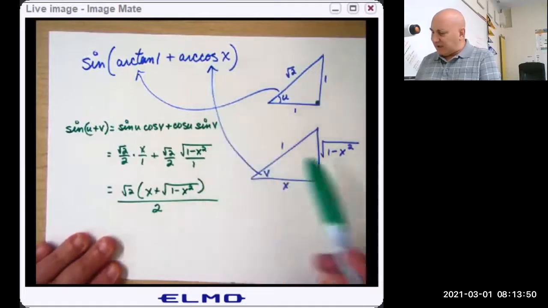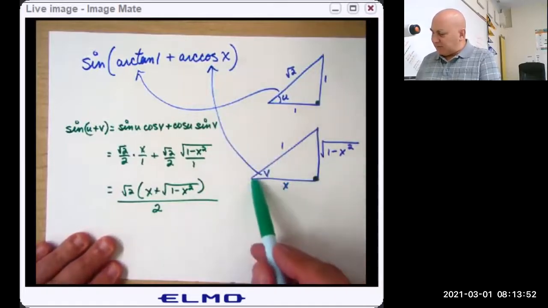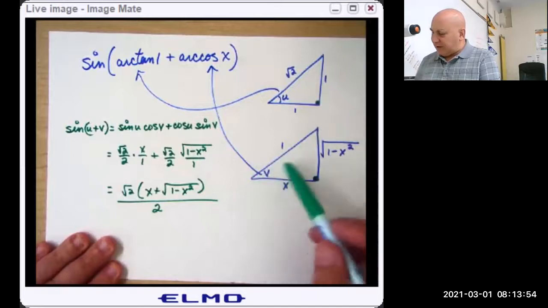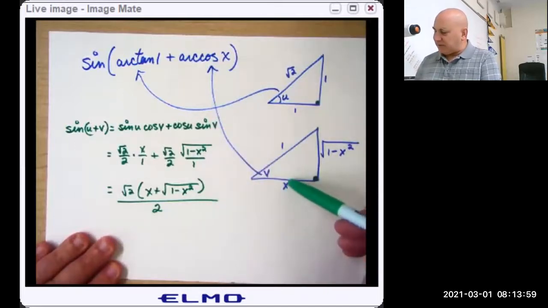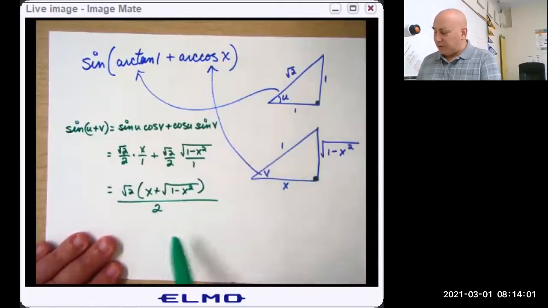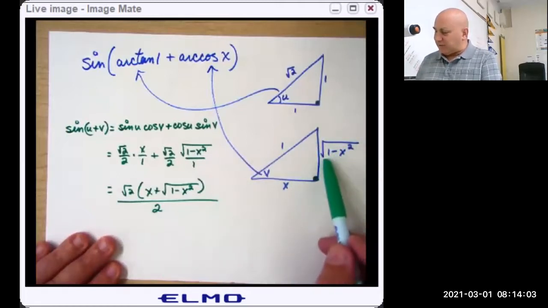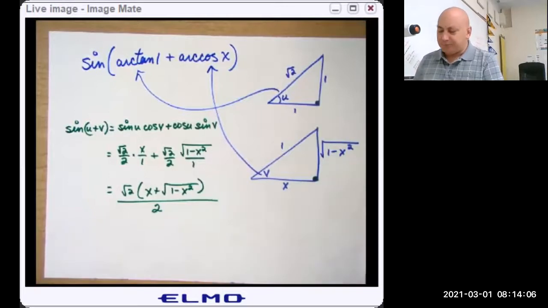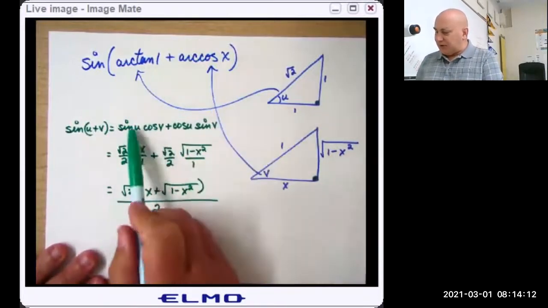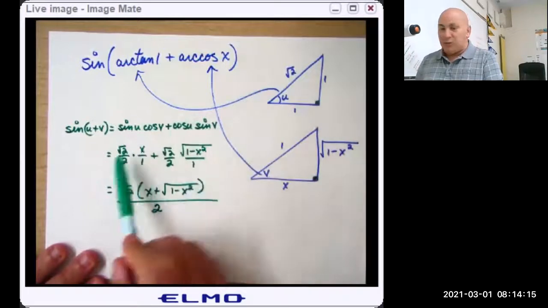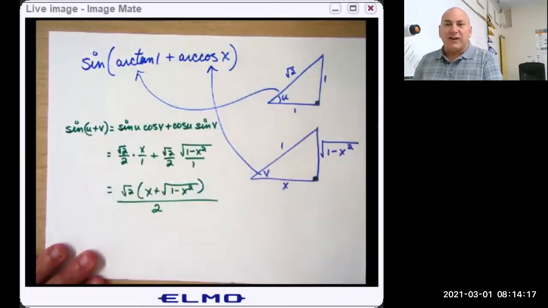Arccosine of X, well, cosine, if this is X and this is 1, angle V here has an arccosine of X over 1, or X, which would make this side over here the square root of 1 minus X squared. All right, so the sine of this angle plus this angle, sine of U is 1 over root 2, which is root 2 over 2. Yes, I expect you to rationalize denominators and simplify fractions in the end.